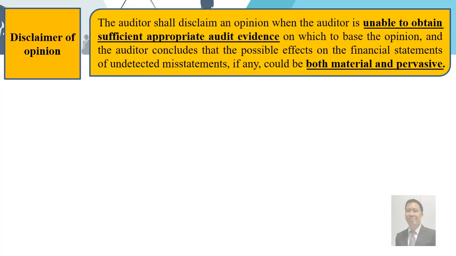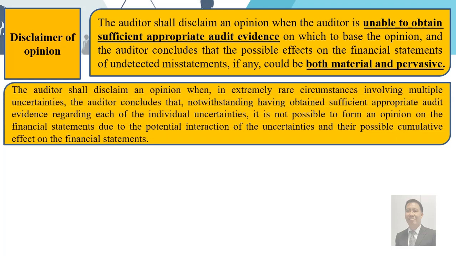Okay, the second extreme case of modified opinion is what we call disclaimer. Here, the auditor is unable to obtain enough evidence to conclude whether the financial statements are free of material misstatements. So comparing with adverse opinion, where you obtain evidence and you have the proof, in disclaimer of opinion you are unable to get the evidence that you want to collect. And of course, if you don't have evidence, you don't have a basis for your opinion.